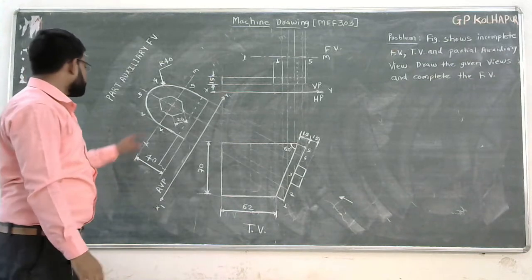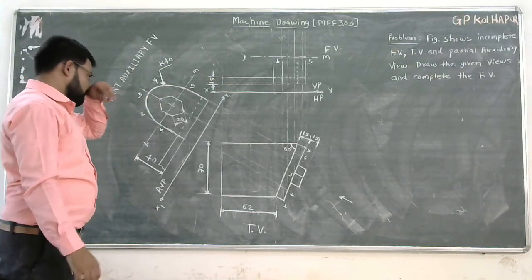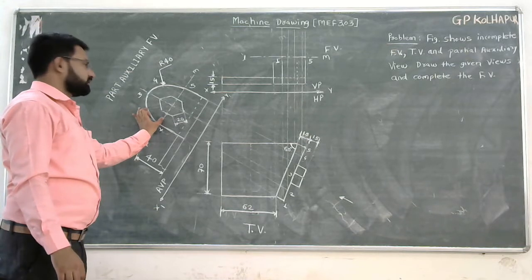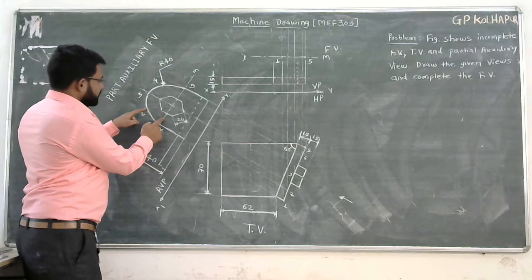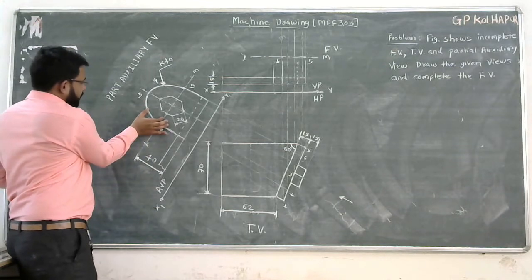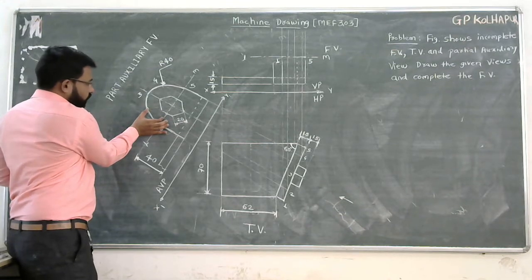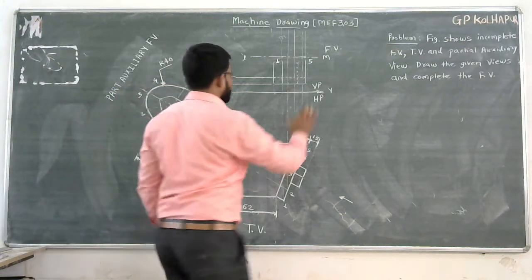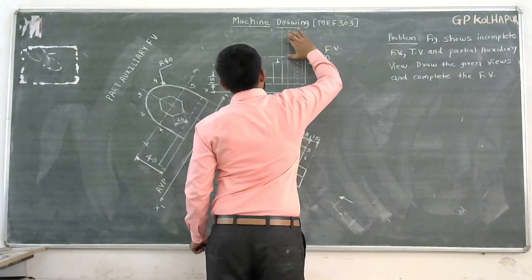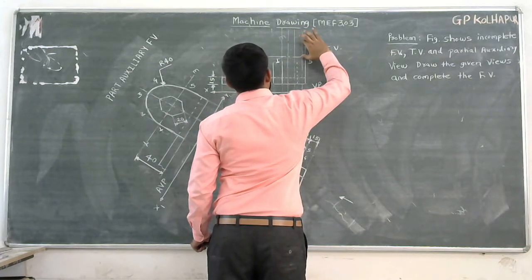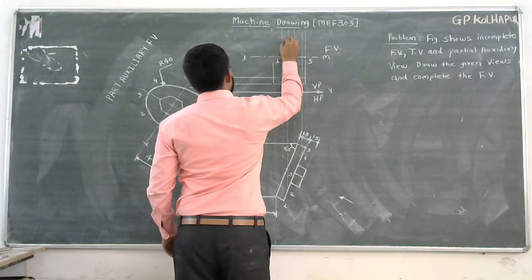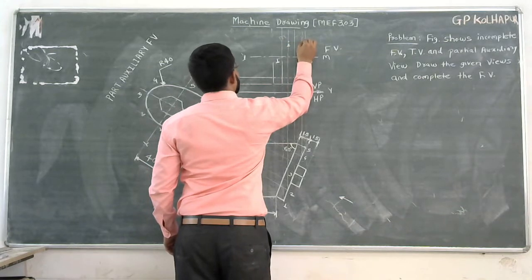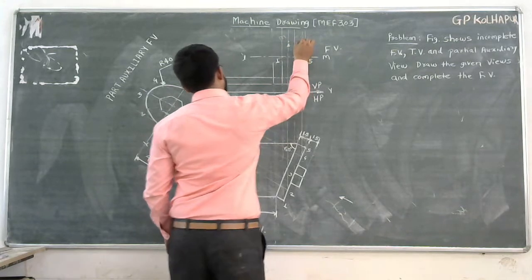Next, point 2 and 4. Point 2 and 4 are at same distance from this axis LM. So take the distance of point 2 from axis LM. This much distance you have to take and mark this distance on the projector 2. So this is distance, the projector of 2 is here, and at this distance, this is projector of 4. So at this point, point 2 will lie, and at this point, point 4 will lie.